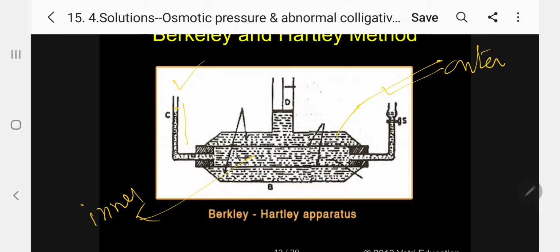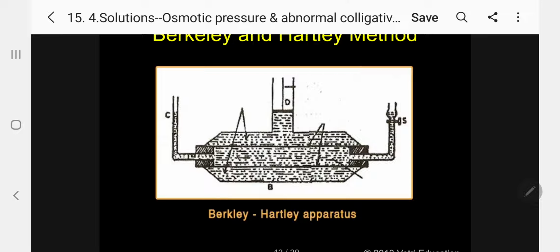So what will happen now during measurement? Inside the semi-permeable membrane, the solvent is present, and outside there is the solution. So according to osmosis, the solvent from the inner tube enters the outer gunmetal tube, so that the level is decreasing, coming down. Why is it coming down?